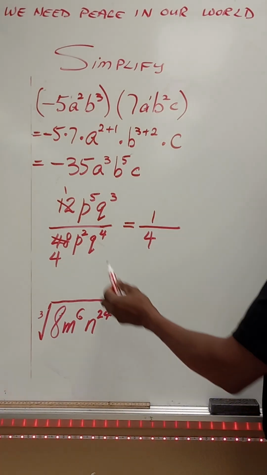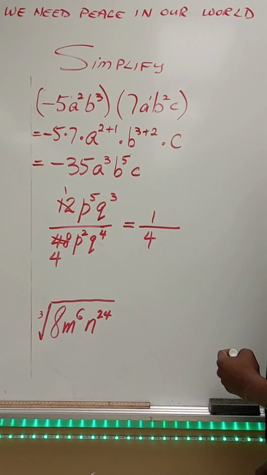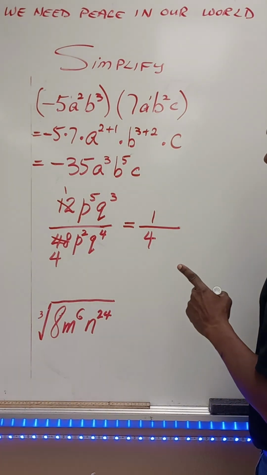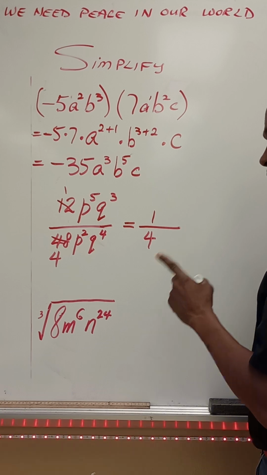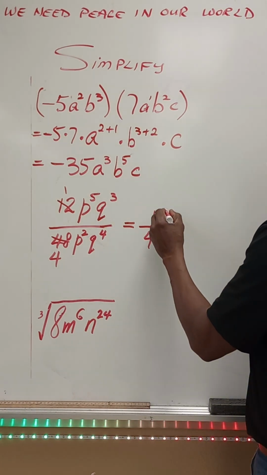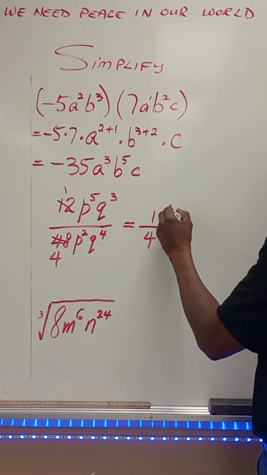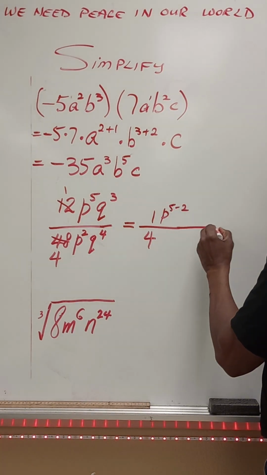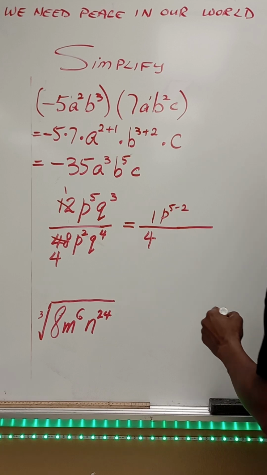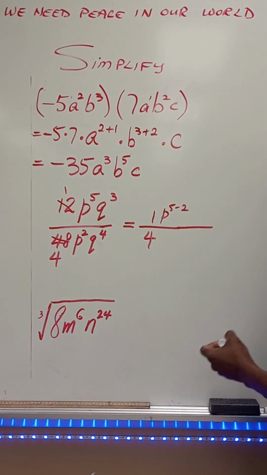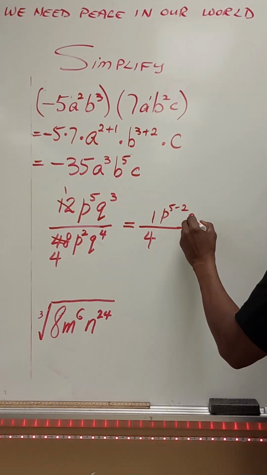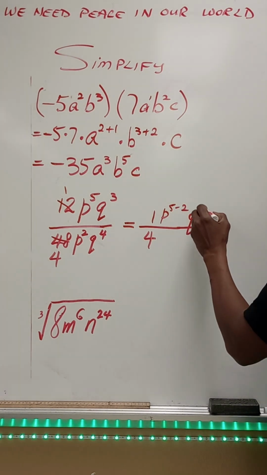And we're going to go for the bases of p, but they're dividing. Whenever you're dividing and the bases are the same, you always subtract the powers. So you're going to have 5 minus 2. And for the q's now, you're going to have 3 minus 4 for the q's. Please note, that's 3 minus 4.